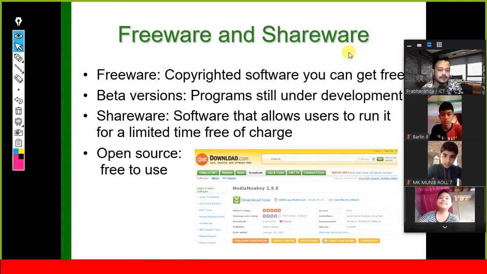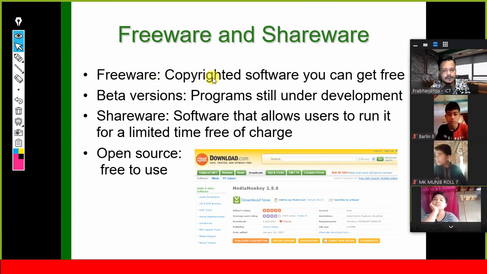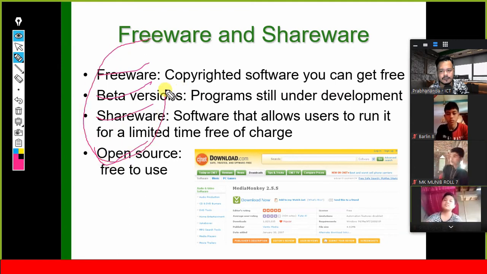Freeware and shareware, this is very important. So freeware means copyrighted software you can get free. Beta version is a program still under development. Shareware is software that allows users to run it for a limited time free of charge. Open source means free to use. This term should be noted because in our day-to-day life you will come across it.